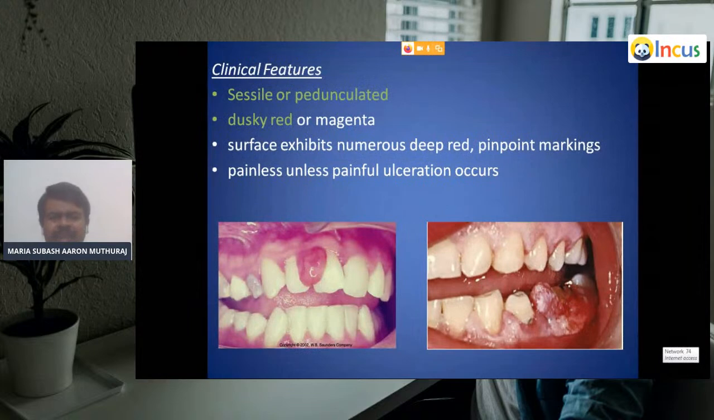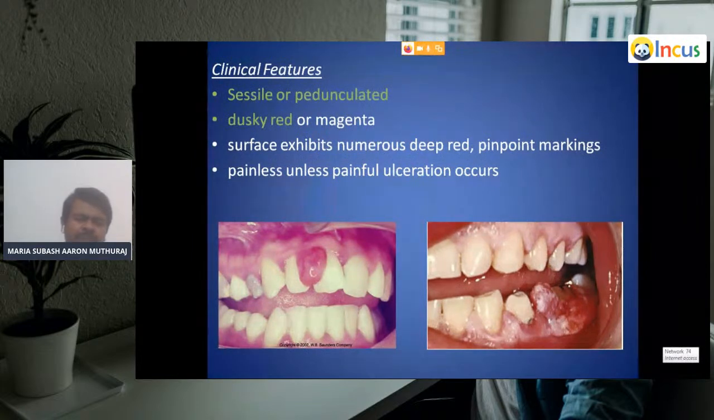Usually it affects the interproximal gingiva, as you see in this picture. Sometimes the enlargement will be flattened due to the pressure from the perioral musculature. Usually it will be painless, unless painful ulceration occurs.